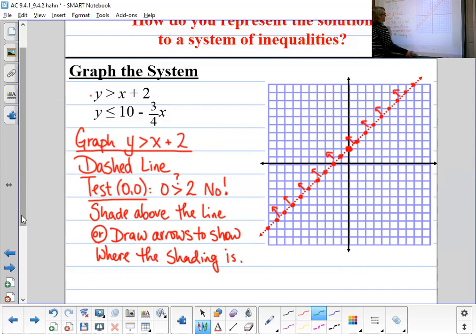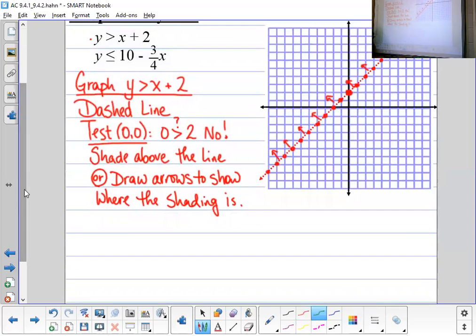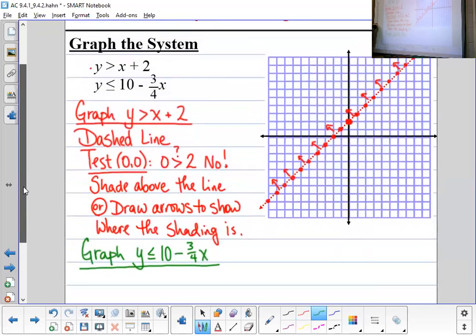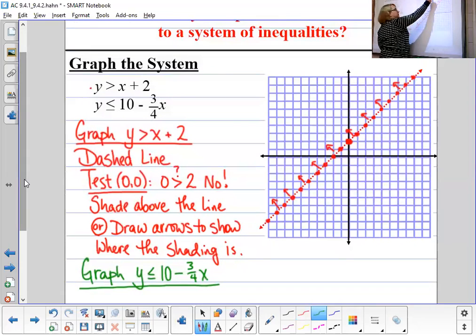Now my second inequality, I'm going to graph y is less than or equal to 10 minus 3/4 x. My y-intercept is 10. So I'm going to start by putting my point at 10 on the y-axis. My slope is negative 3/4. So that means from 10, I'm going to go down 3, 4 to the right. And then down 3, 4 to the right.